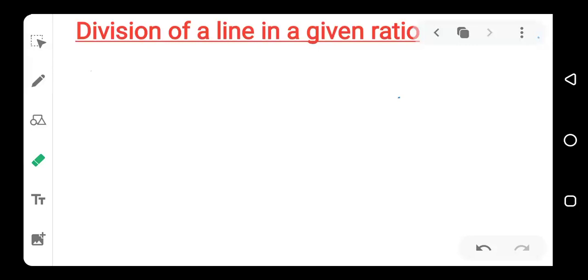In today's lesson, we want to look at division of a line in a given ratio. In our last lesson, we talked about the midpoint of a line, that is a point that divides a line into two equal halves.